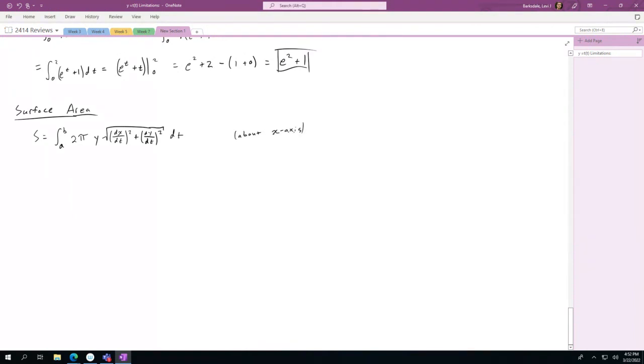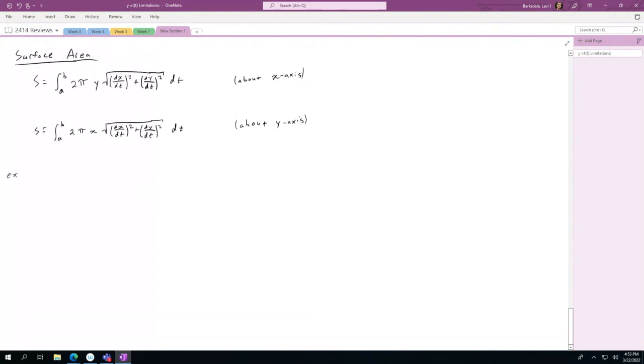And of course, our y would be replaced by some parametric form of y, so y is equal to some function of t. And if we're going about the y-axis, well, it's the same thing. Just instead of having a y, we have an x. And again, our dx/dt squared plus dy/dt squared is our arc length. And this would be for about the y-axis.